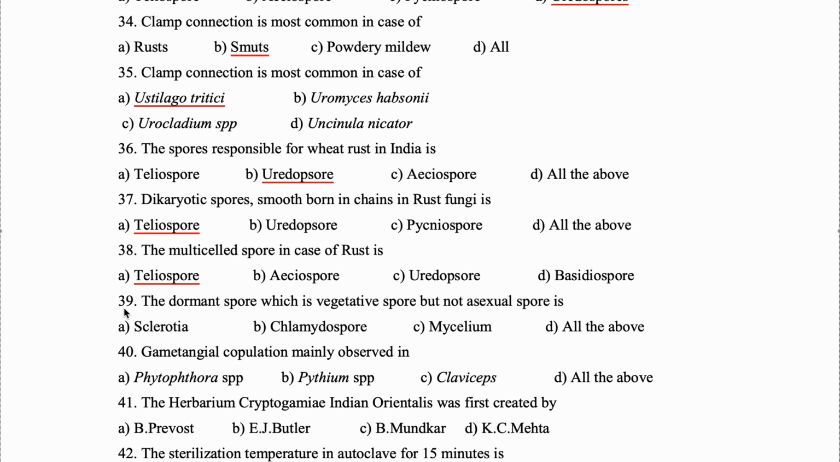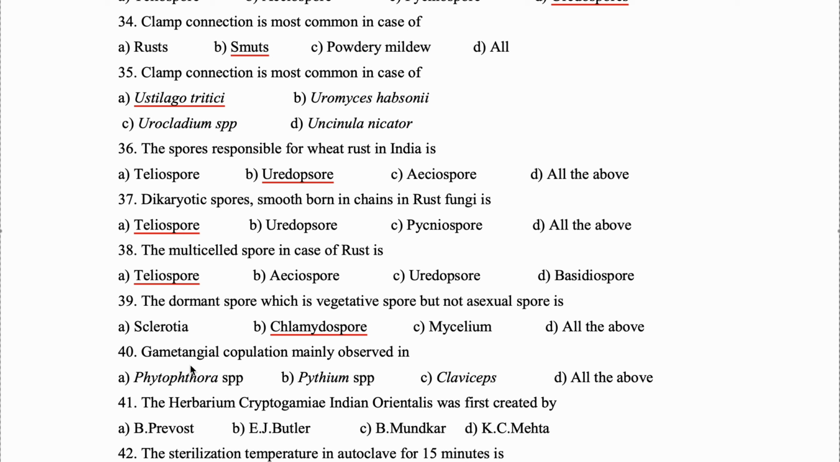Okay. Question 39. The dormant spore, which is a vegetative spore but not asexual. It will be chlamydospore. Because see, all the other options like sclerotia or mycelium are not spores at all. They are hyphae. Right? So the answer is chlamydospore. And it is also a vegetative spore of Fusarium.